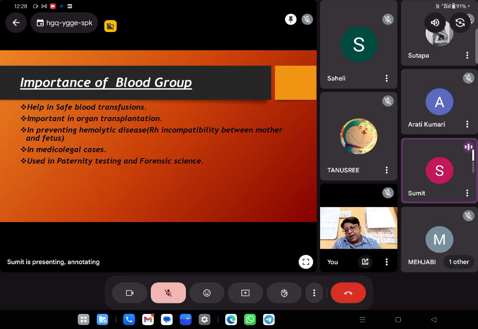Helps in safe blood transfusion, important in organ transplantation, in preventing hemolytic disease, RH incompatibility between mother and fetus, and in medico-legal cases, used in paternity testing and forensic sciences.